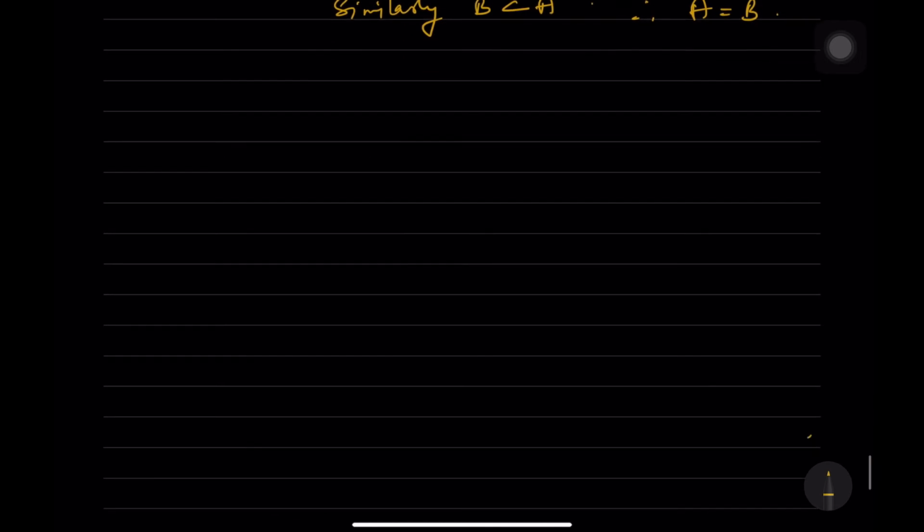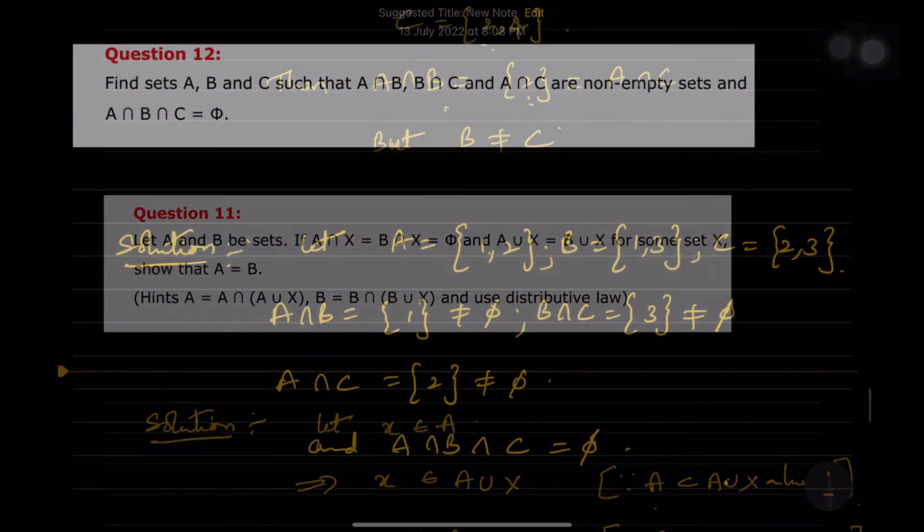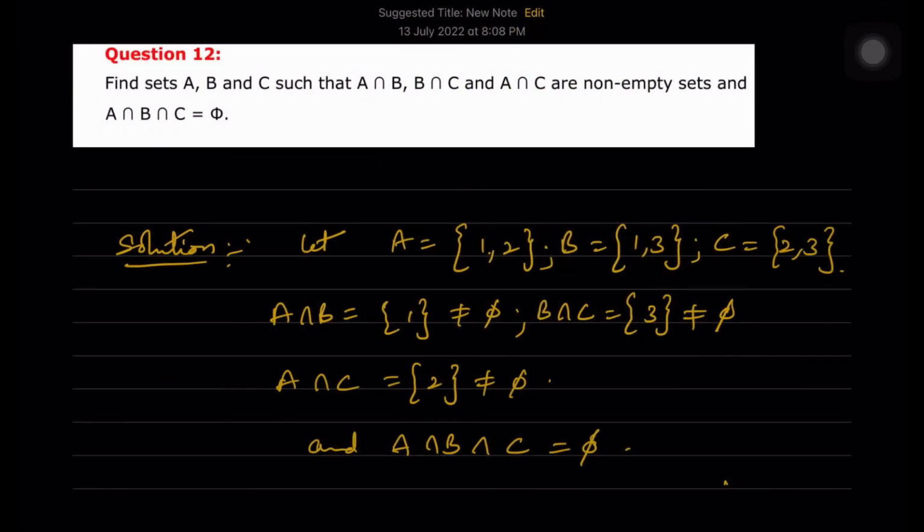Now going into the next problem, such that A intersection B, B intersection C, and A intersection C are non-empty sets, and A intersection B intersection C is equal to empty set. So now here what is given, we'll take one example and do over here. So how do we take an example and do? We'll just see. It's given that A is equal to {1, 2}, B is equal to {1, 3}, C is equal to {2, 3}.